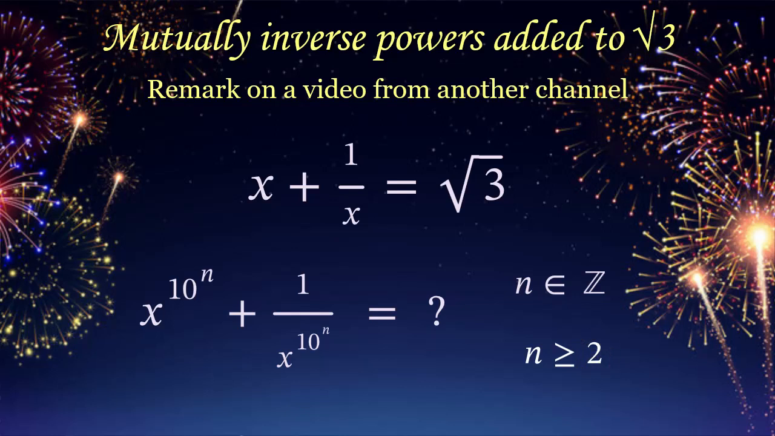Just a reminder that a power tower is evaluated from top to bottom. In this case we first raise 10 to the power of n, and then raise x to the obtained power. Please pause the video and think about solving the problem.